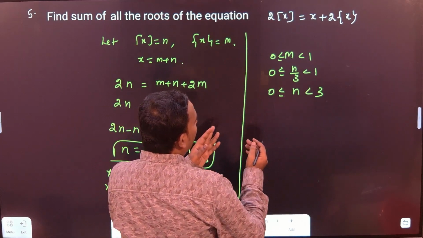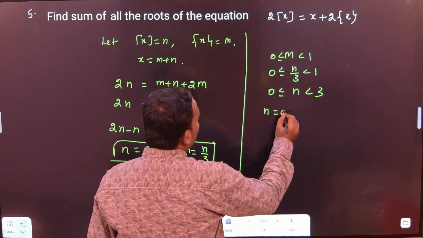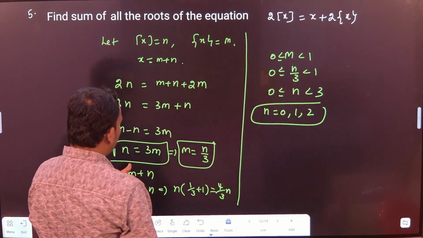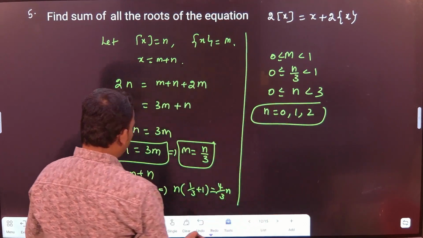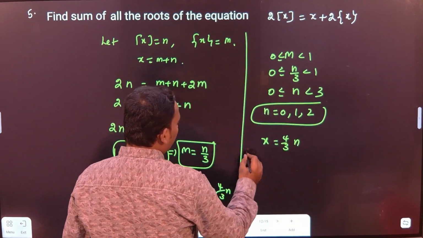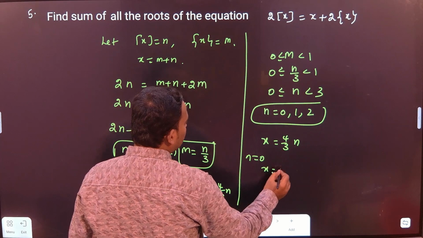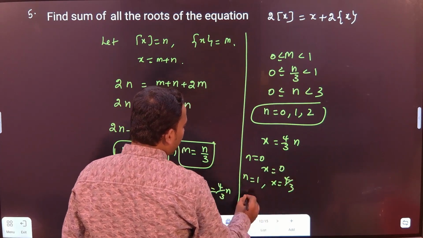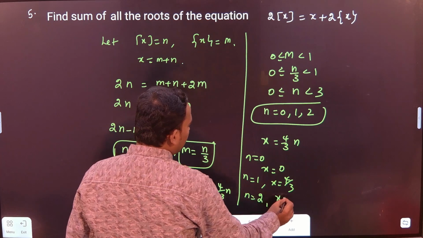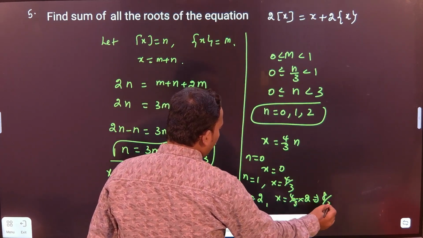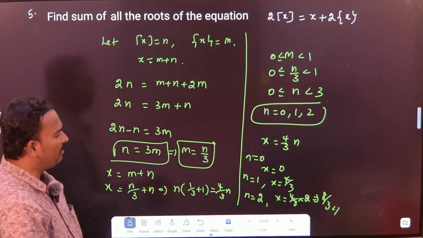So correct, you multiply 3. What is the n value possible? 0, 1, 2 only is possible, right? So you can see what is the x, we got it. X here is 4 by 3 n. If you put n is equal to 0, x is equal to 0. N is equal to 1, x is equal to 4 by 3. If n is equal to 2, x is equal to 4 by 3 into 2, that is 8 by 3, is your solutions. I hope everyone understands. Next problem.